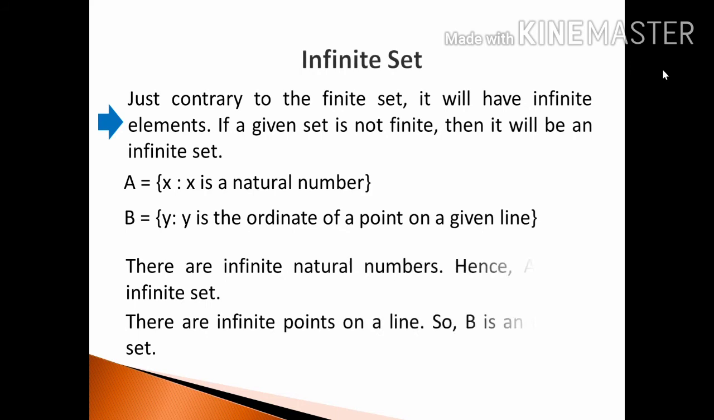The set B is about the Cartesian plane. Those points found on the x-axis are what we call the abscissa. And those points found on the y-axis are what we call the ordinate. And we know that the ordinate extends upward, that is positive, then 0, then downward to negative infinity. So that makes it an infinite set.